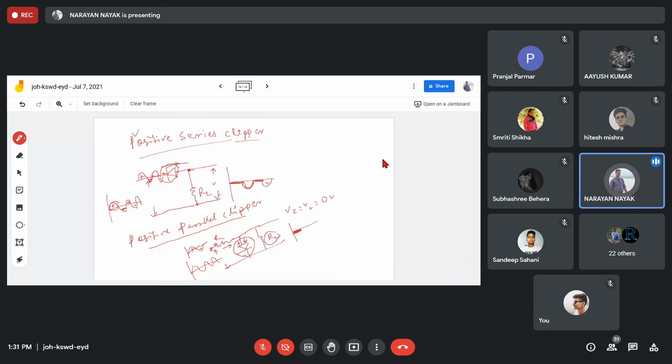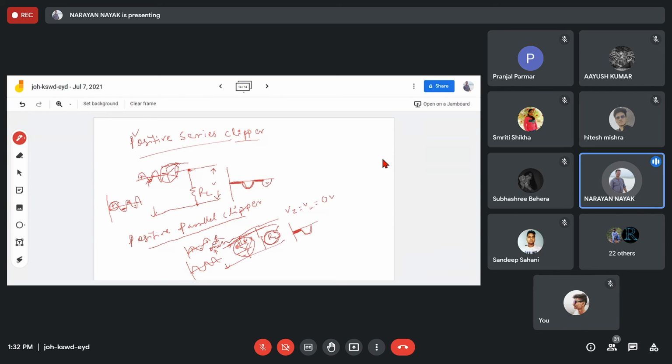Now in the negative half cycle, what will happen? The diode is in reverse bias condition. Here this is negative and this is positive, so the diode will not conduct. It is open circuited. Once open circuited, the entire voltage appears across the load resistor. The negative voltage you have applied appears across the load resistor. So the negative voltage appears here. Understood? Then again the positive cycle.